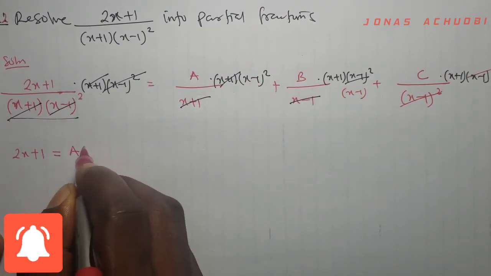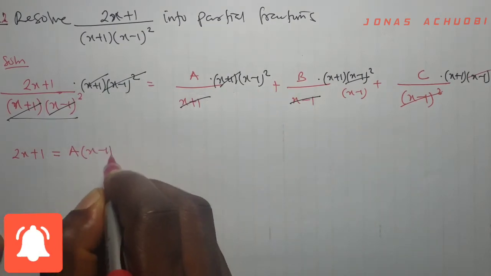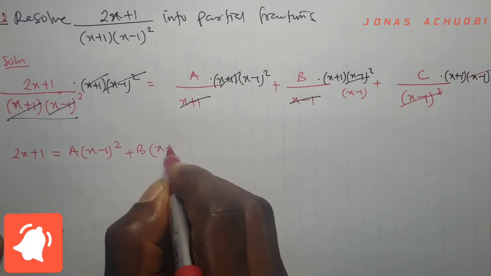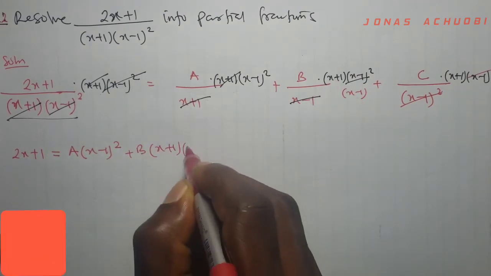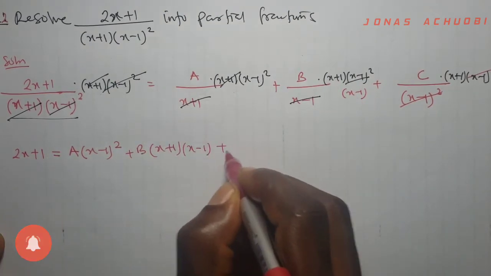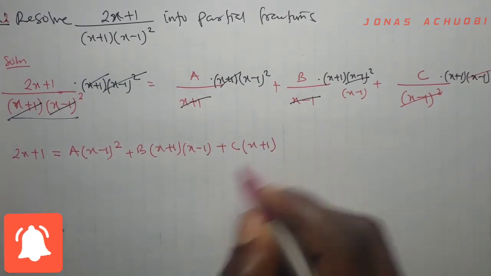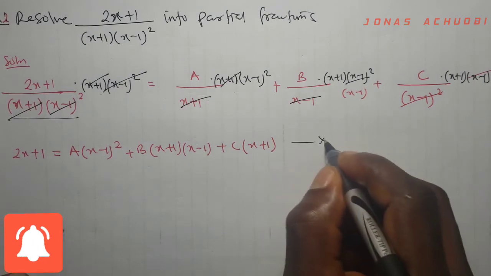On the left-hand side, we have 2x plus 1 left, equal to, over here, a into (x minus 1) all squared, plus b into (x plus 1), second factor (x minus 1), plus c into (x plus 1). So we call that our equation star.